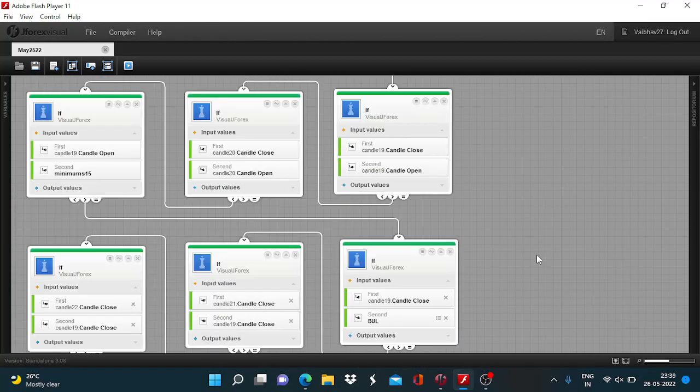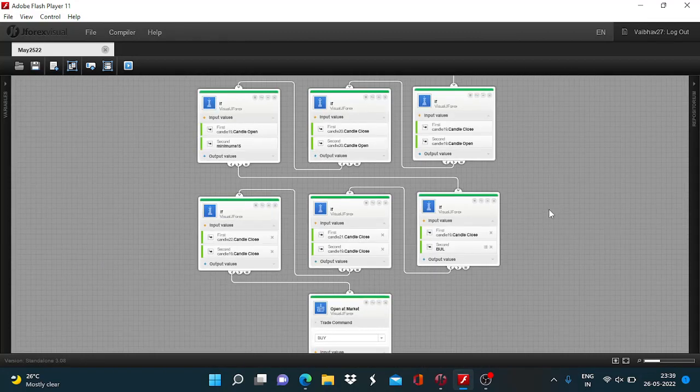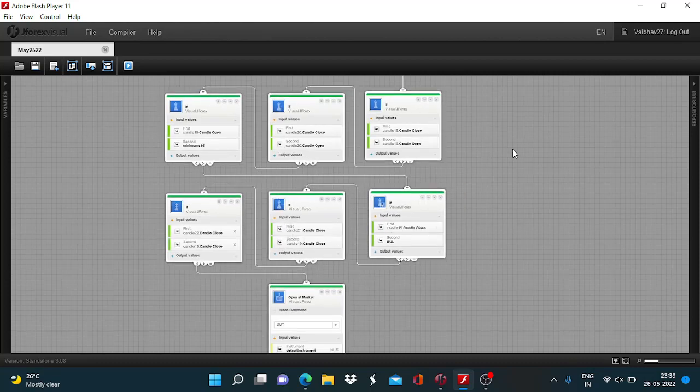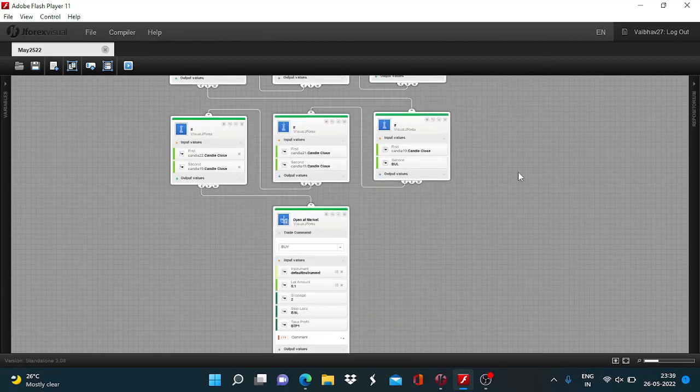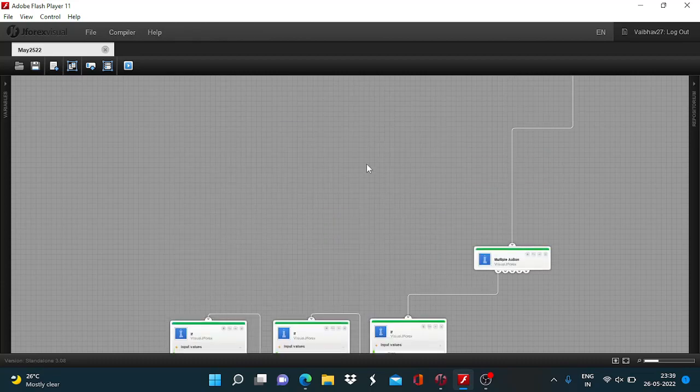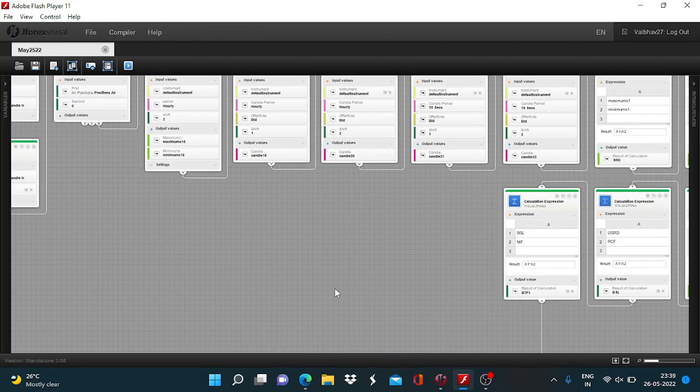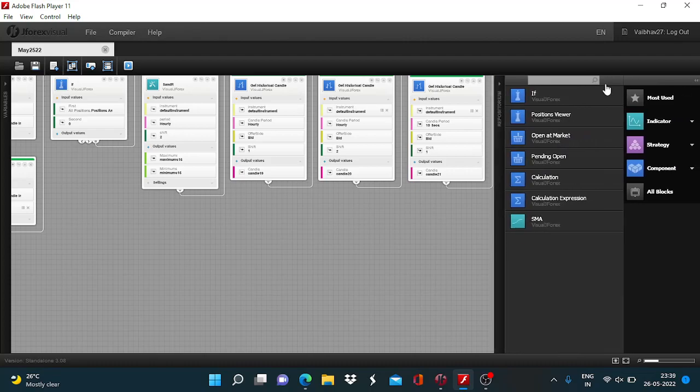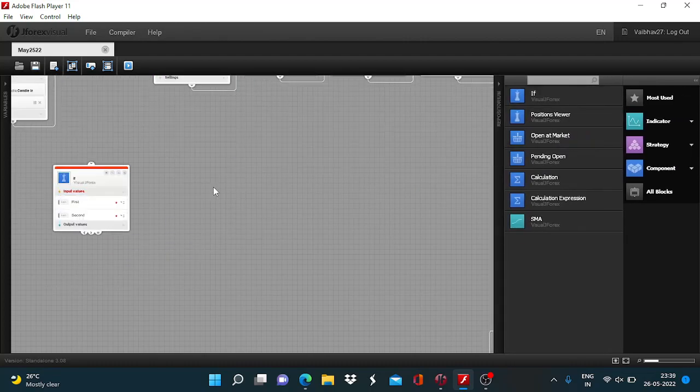So let us now look at the execution part. Considering the fact that this is going to be the mirror image of the buy side, we are going to need 6 of these if else blocks, and later on these open at market trade command blocks. So I will get in these logical blocks. Okay, so here we get this.